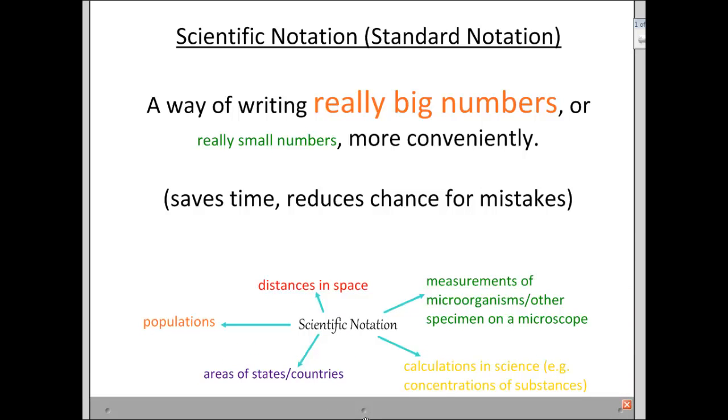So here's some examples of places that we see scientific notation being written. Some really big numbers might be distances in space, populations, areas of states and countries, while really small numbers would be measurements of microorganisms or other things that you might look at on a microscope. Certain calculations in science, like when you're calculating concentrations. There's lots of other things, but they're just some examples to give you an idea. Right, so let's go straight into examples of how we do this.